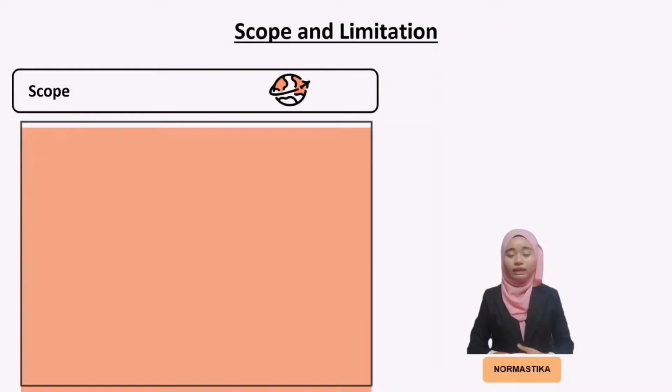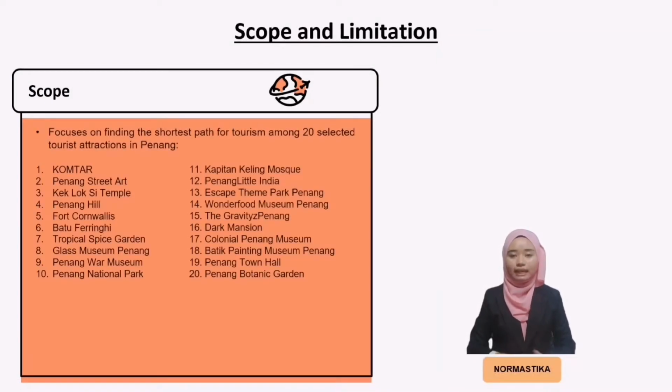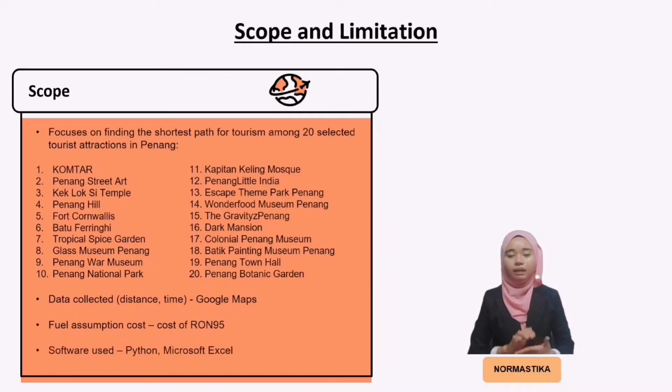This study focuses on finding the shortest path for tourism among 20 selected tourist attractions in Penang. The data of distance and time used was collected from Google Maps, while the fuel assumption cost was taken from the cost of RON95 fuel at the moment the study was conducted. This study also used Python to run the data and Microsoft Excel in finding the RMSE values.